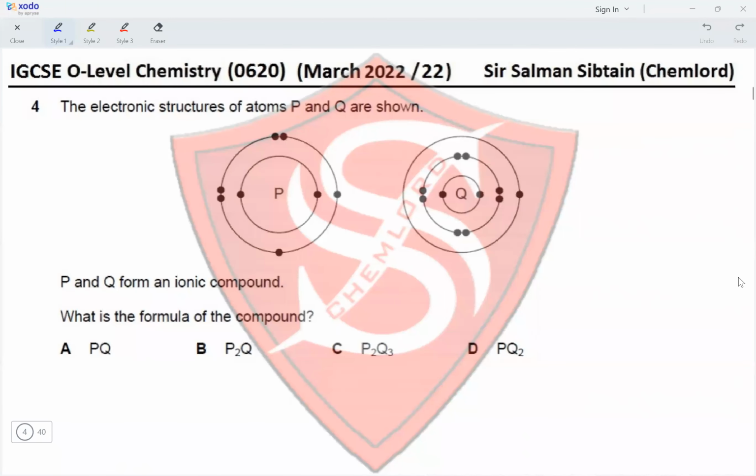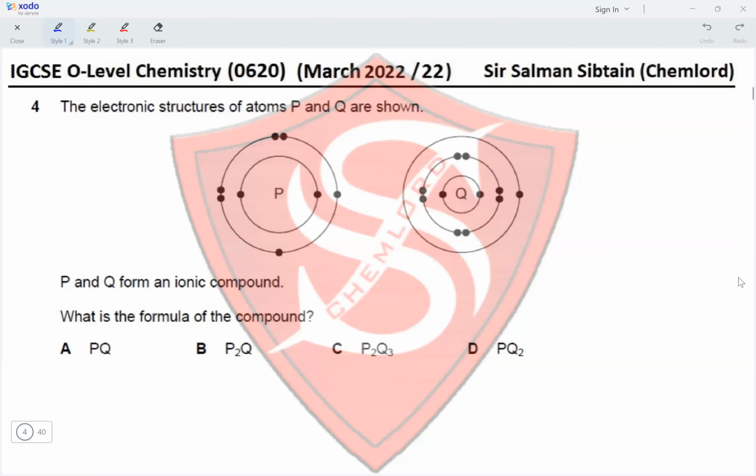Question 4. The electronic structures of atoms P and Q are shown. P and Q form an ionic compound. What is the formula of the compound? Okay, so P has got total of 6 outer electrons in its outermost shell, and Q has got only 1 electron in its outermost shell. Therefore, P needs to gain 2 electrons and Q needs to lose 1 electron in order to attain a noble gas configuration. So, 2 atoms of Q will react with 1 atom of P, forming ionic bonds.